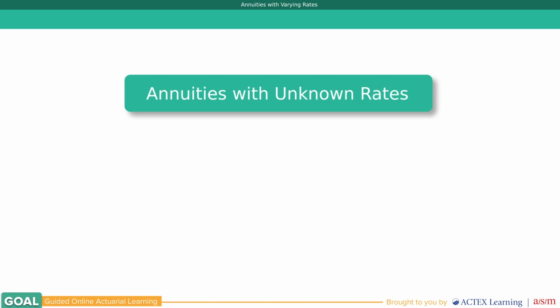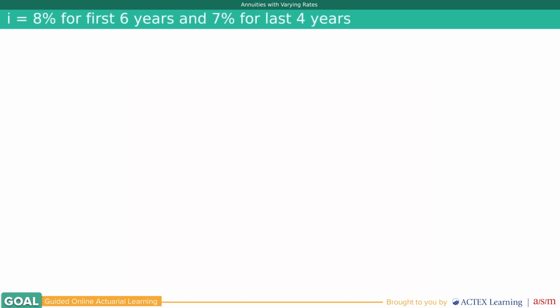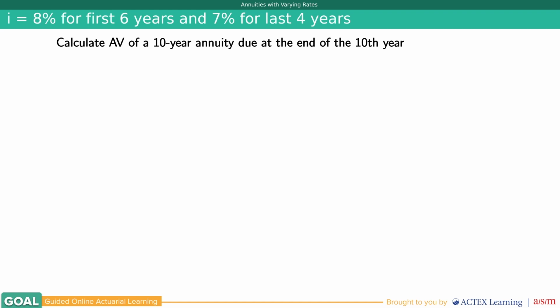In this problem, we have an annuity due paying $100 at the beginning of each period for 10 years. We're also told that the effective interest rate is 8% for the first 6 years and 7% for the last 4 years. The goal is to calculate the cumulative value at the end of the 10th year, or time 10. Let's explore one way of calculating this accumulated value.